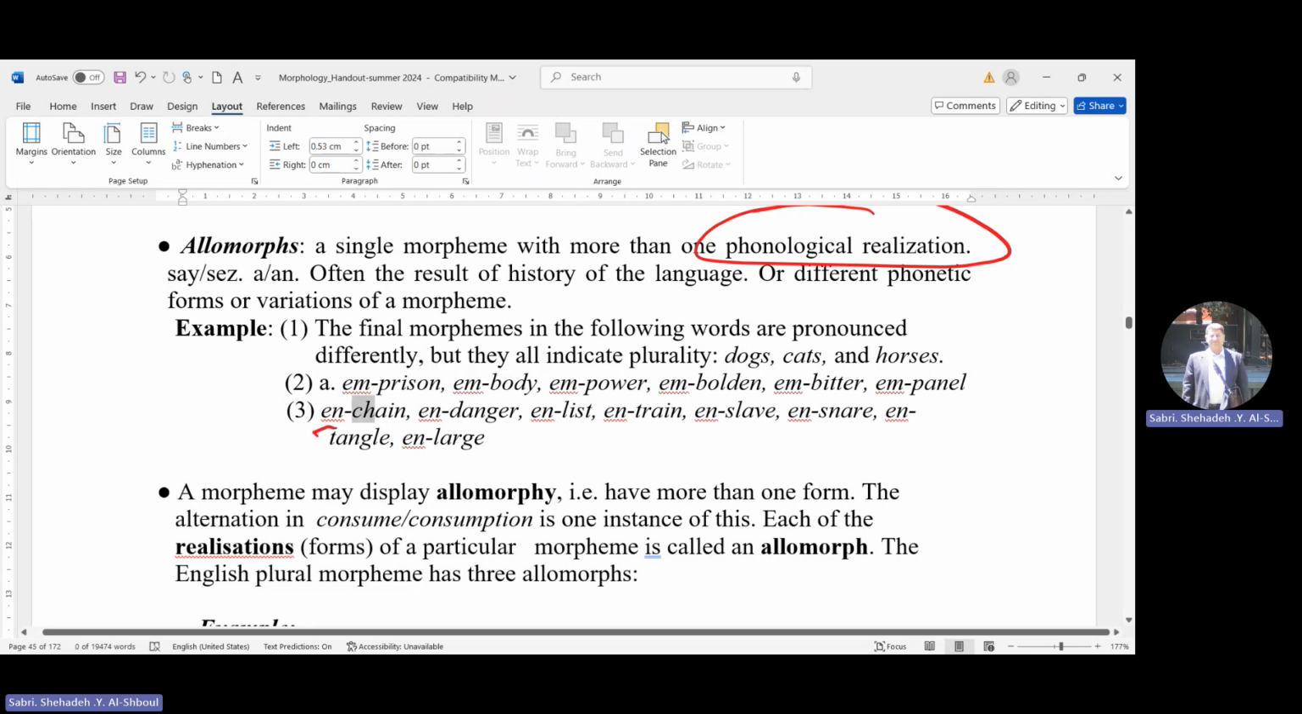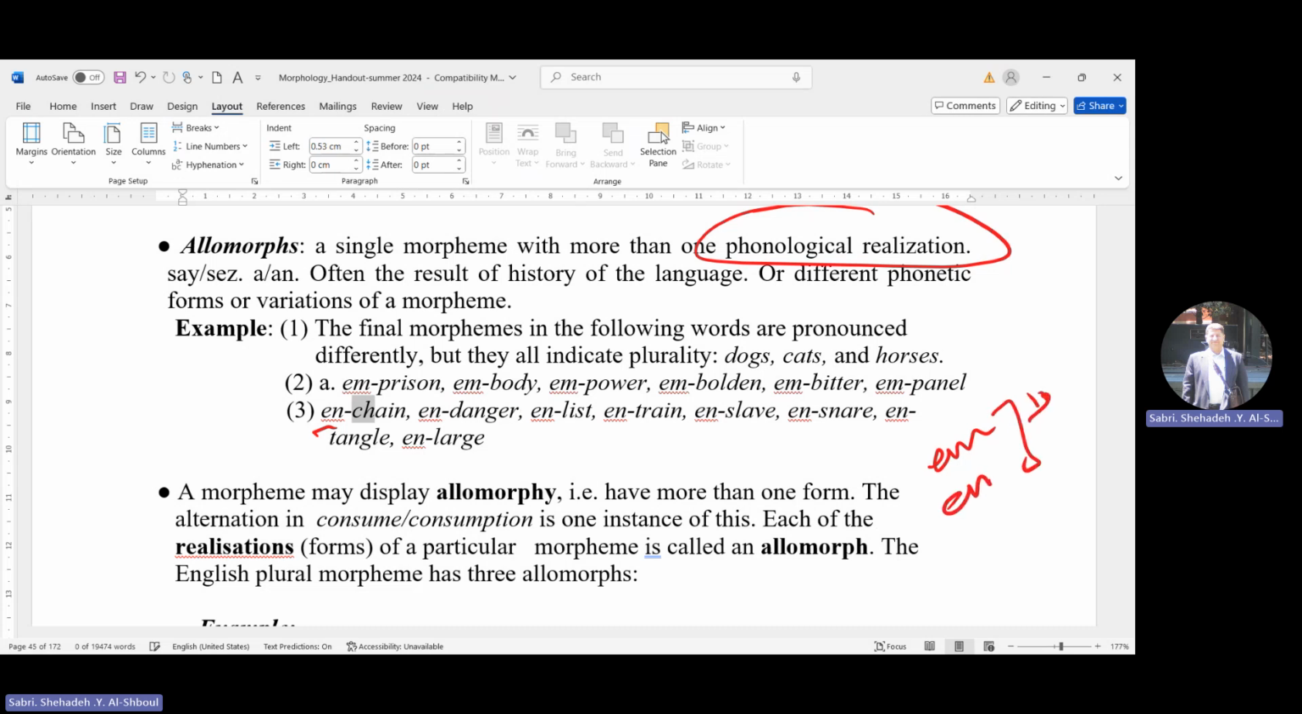In chain, in danger, in list, in train, in slave, in snare, in tangle, and in large. We notice that the variation of n/m depends upon the following consonant. If the following consonant, in the first example, is bilabial, so this n becomes m because the following sound is p in prison, b, and so on and so forth. But with the examples in three here, we notice that the following sound is not bilabial.